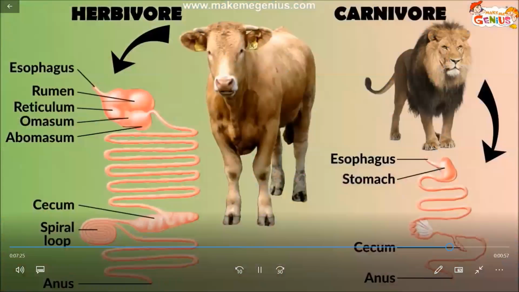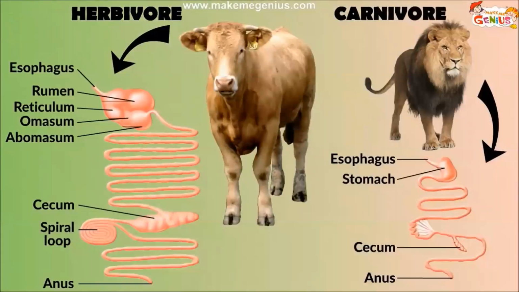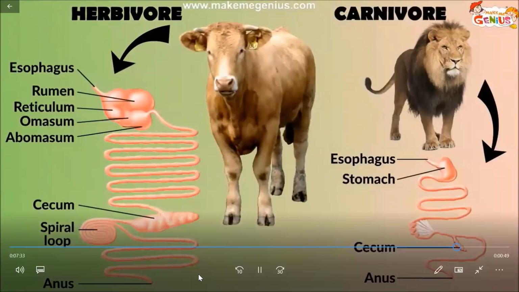Why is there a difference? Since some parts of plant materials such as cellulose are hard to digest, the digestive system of herbivores is adapted so that food may be digested properly.